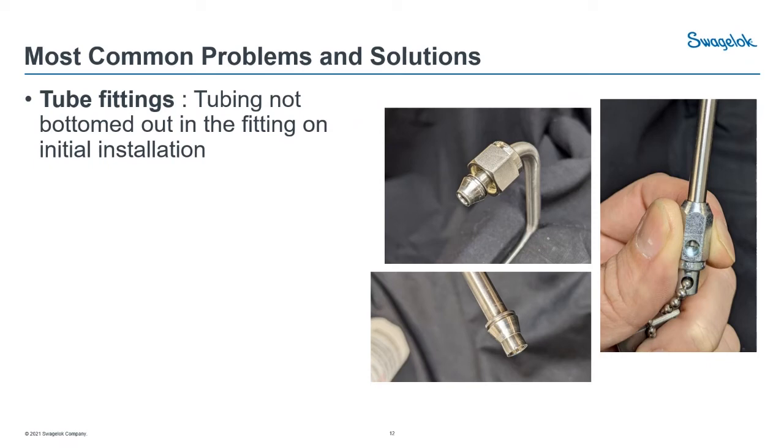One way we counteract that is we have depth marking tools. You can insert the tubing into the depth marking tool and make sure it's bottomed out, put a mark on there, and then when you slide into the fitting, it'll show you that the tubing is fully bottomed out and you're not going to have an issue.